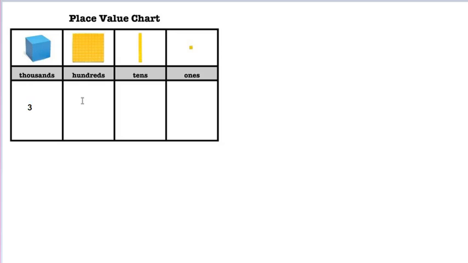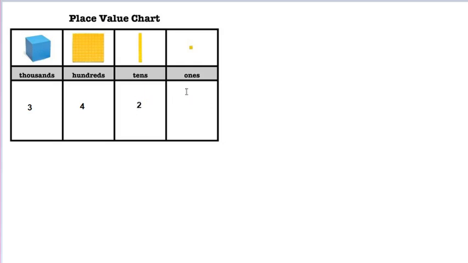Next, the number is 3,425. So how many hundreds are there? 4. So we just write down 4. And then we move on to the next number, which is 25. So 20, how many tens are there? There are 2 tens in 25. So we write down 2.